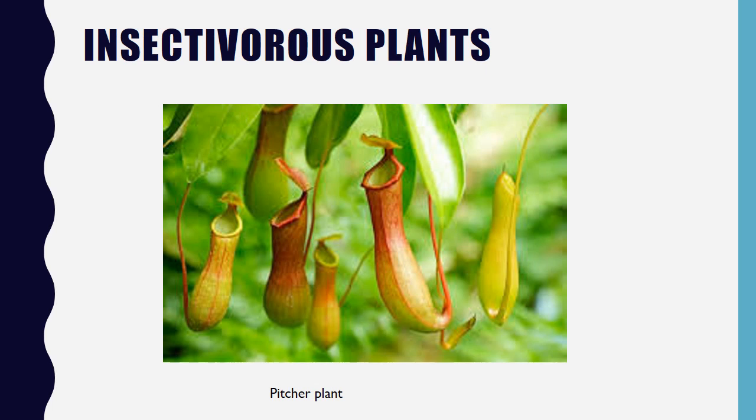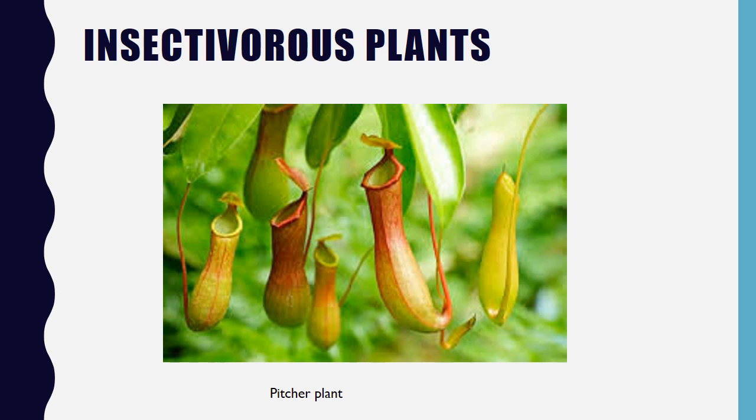Now the next type of plant is the insectivorous plant. Insectivorous plants means there are some plants which trap insects and absorb their nutrients from their bodies to fulfill their nutrition requirement. These are plants which are not able to make enough food and have a lack of nutrients, so they trap the insect and absorb the nutrients from its body. That's why these plants are known as insectivorous plants.